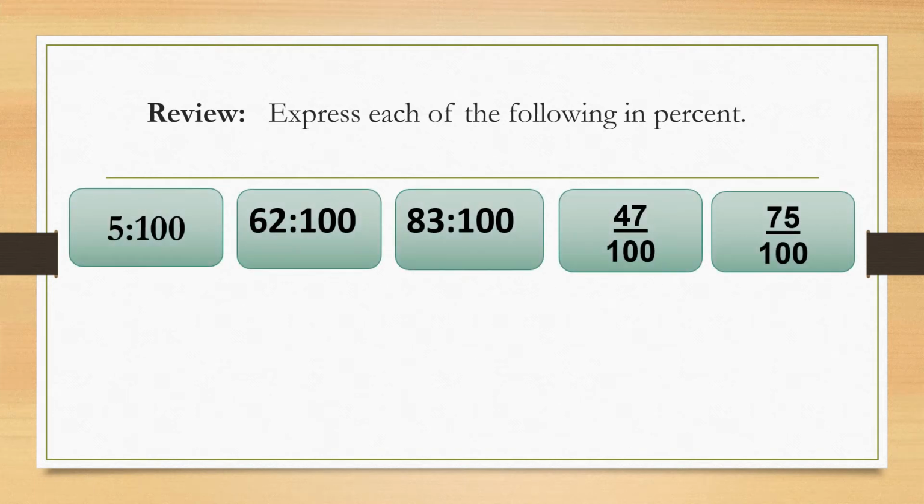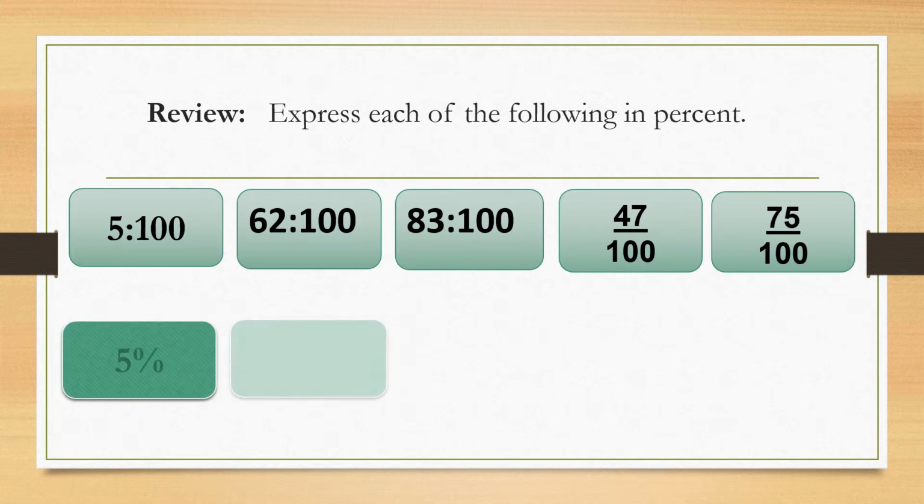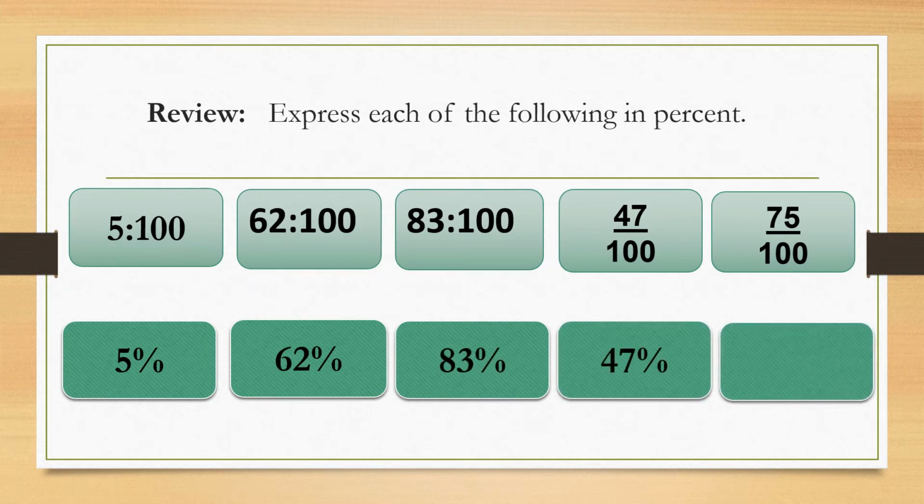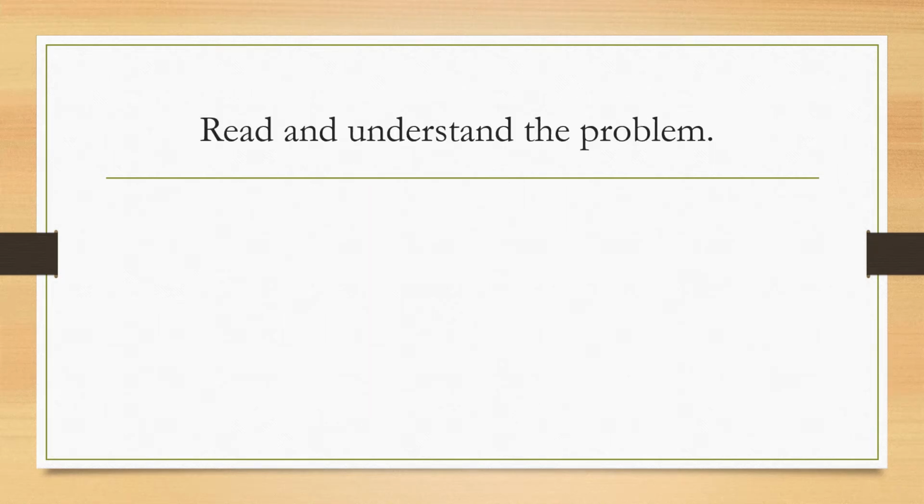You're going to write the following numbers in colon and fraction form into percent. So, how do we write it in percent? 5 is to 100, we write it as 5%. Nakita nyo yung 5, then we have the percent symbol. Then 62%, 83%, 47%, and 75%.